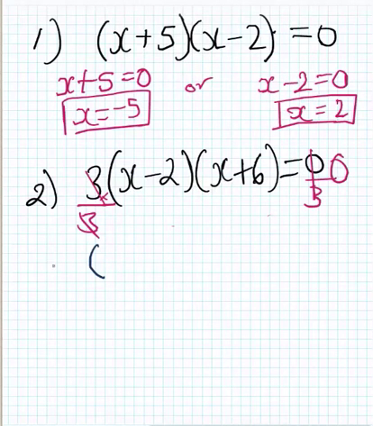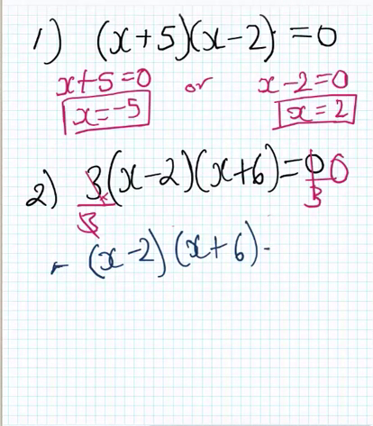I won't put an equal sign there, we end up with x minus 2 and x plus 6 equals 0. The 3 is now gone. Now get each one of these to equal 0, and you can see that x is going to end up equaling positive 2 and here negative 6.